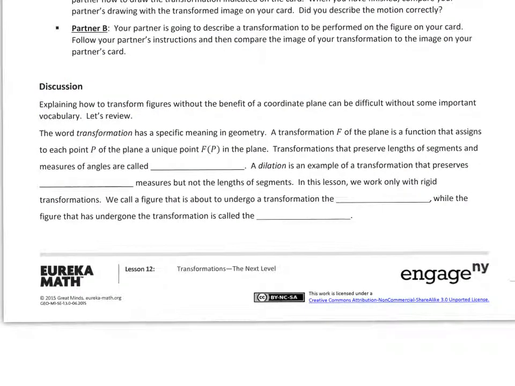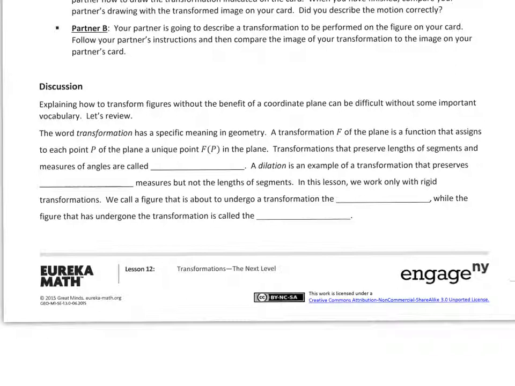All right, so hopefully you see how important it is to understand what you're doing and to know some vocabulary. So let's talk about it. It says, explain how to transfer figures without the benefits of a coordinate plane can be difficult without some important vocabulary. So we're going to review. You might want to get your highlighters.